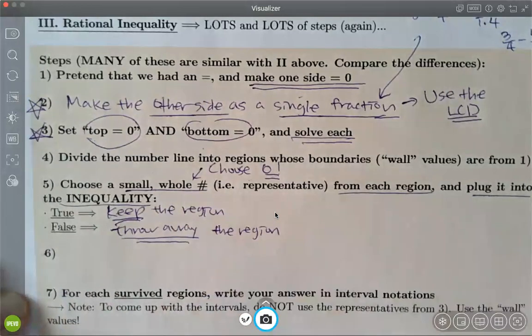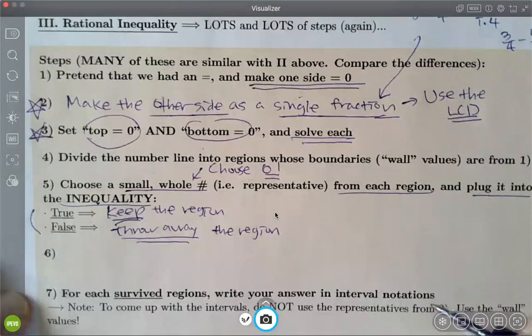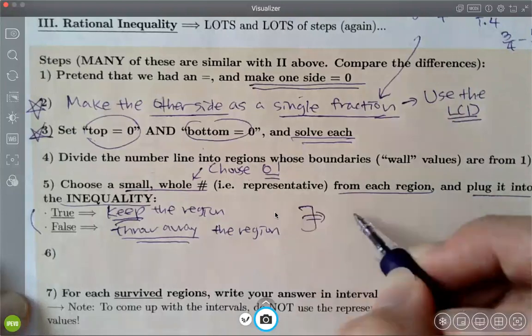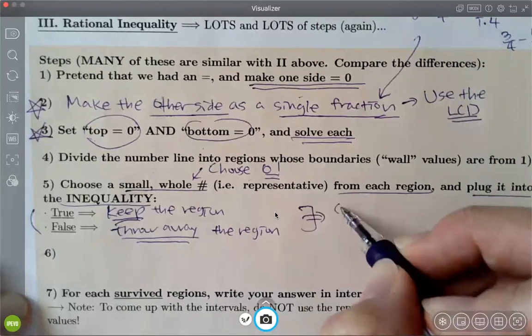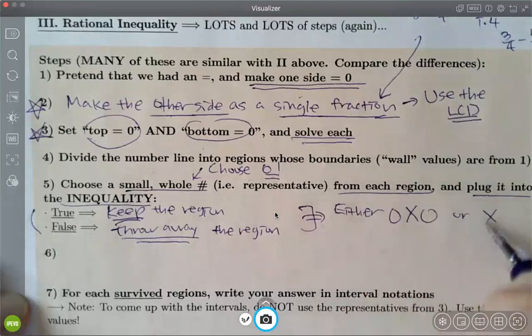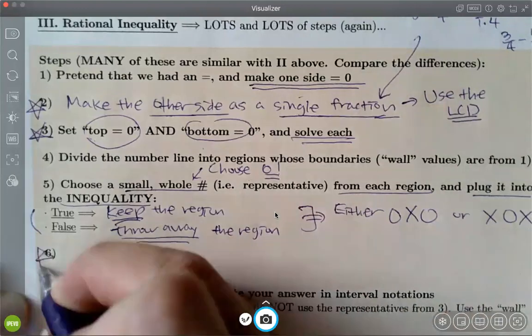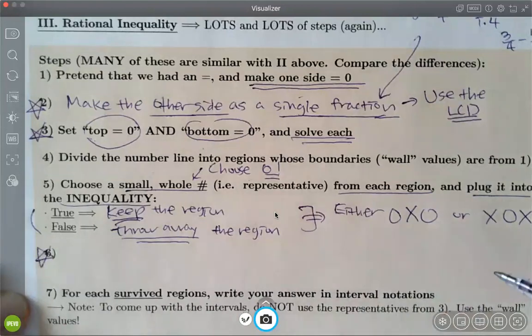Okay, and another good thing, that OXO and XOX thing also holds. So again, either that or this. Same thing will hold. So that's another good sign. So exact same steps 4 and 5. And now, there is another difference, step number 6.